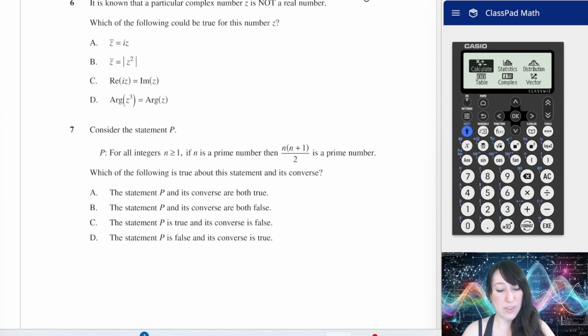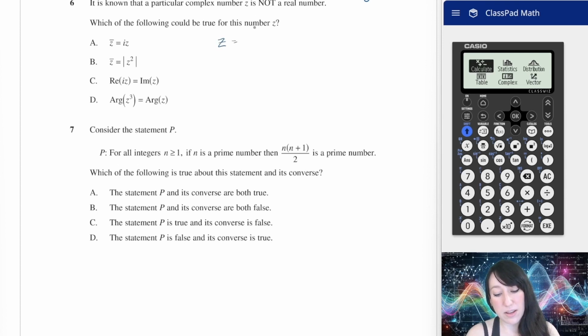Question 6. It is known that a particular complex number z is not a real number. Which of the following could be true for this number z? So z is an arbitrary complex number that is not real, which means that its imaginary component is not 0. So let's say z is some real component plus an imaginary component times i, where again the imaginary component is non-zero.